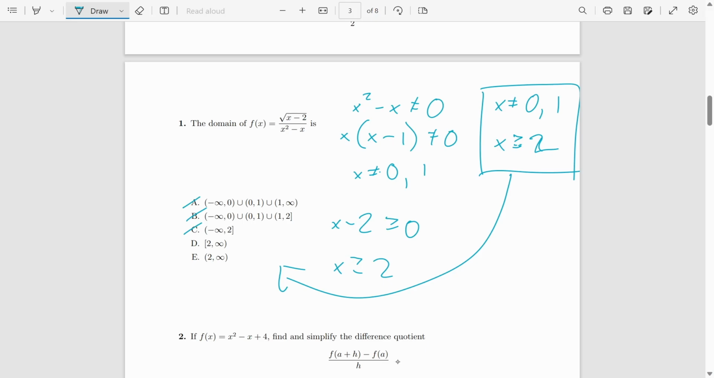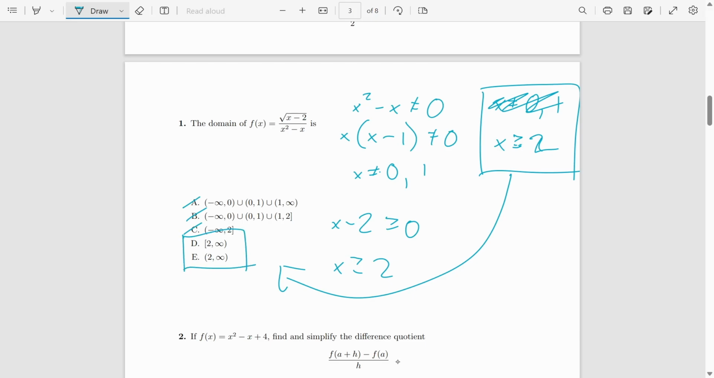And then actually, if we think about it, 0 and 1 are both less than 2. So we don't really have to worry about this one at all because they're both less than 2, and we said that x must be greater than or equal to 2. So we just doubly defined that it can't be equal to 0 or 1. So we just have to worry about this one. And our options are these two.